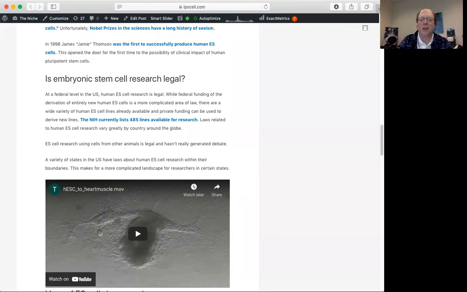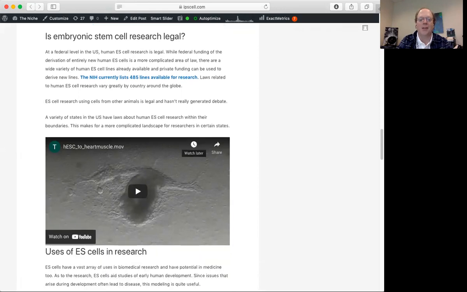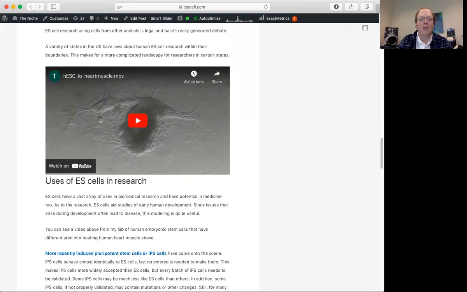Now, of course, there are a variety of different laws around the world in different countries. Some countries make embryonic stem cell research not something that the federal government in that particular case will fund. Other countries are restrictive about embryonic stem cell research regardless of the funding source. So now let's shift gears a little bit and talk about how you can actually use embryonic stem cells in research.